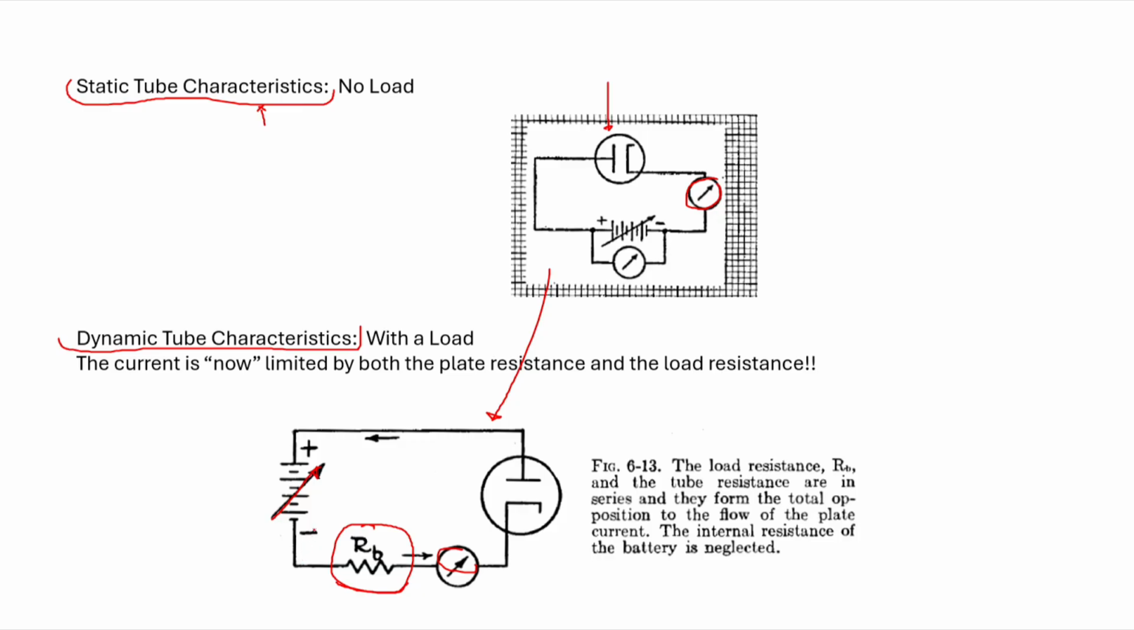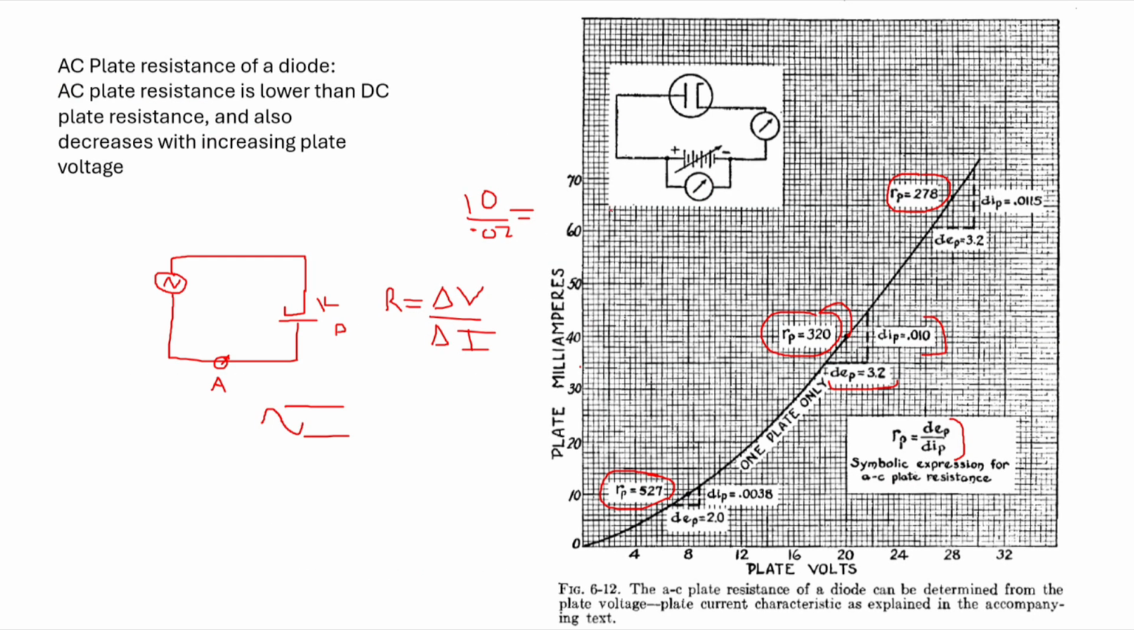More akin to the real world. Something that's also going to limit the flow of current. So before, the only thing limiting the flow of current in here, right here, this is static. The only thing limiting the flow of current is the tube itself, its own internal plate resistance.